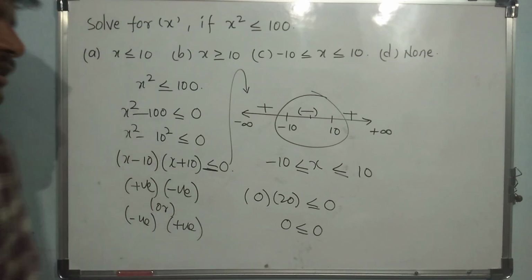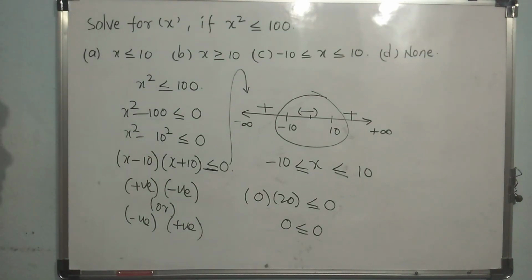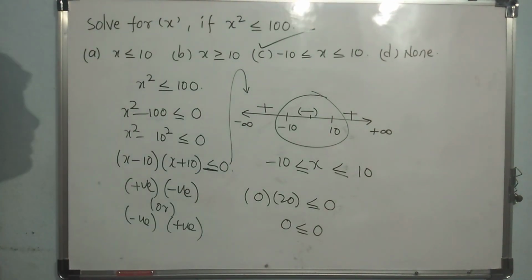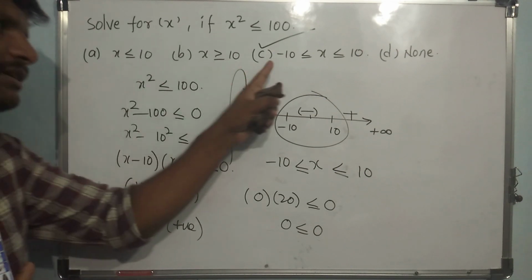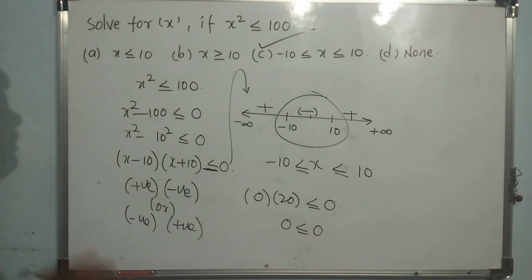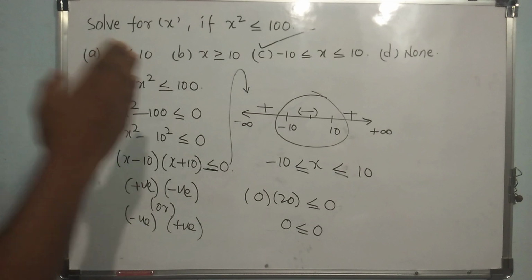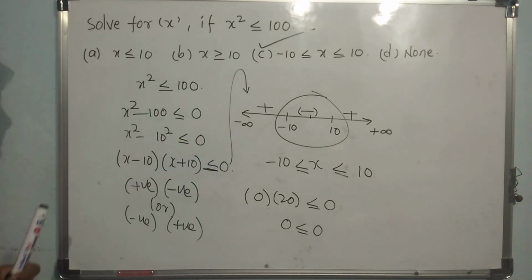So I hope you clearly understood this, and your answer is option C, not option A. Any number between minus 10 and plus 10 will satisfy x square less than or equal to 100. Okay students, I hope you clearly understood this, and this is how your answer will work. And not only this, I will give you one more example.